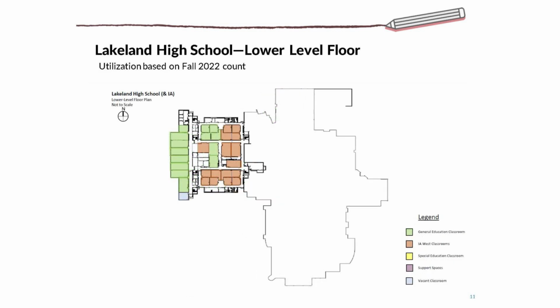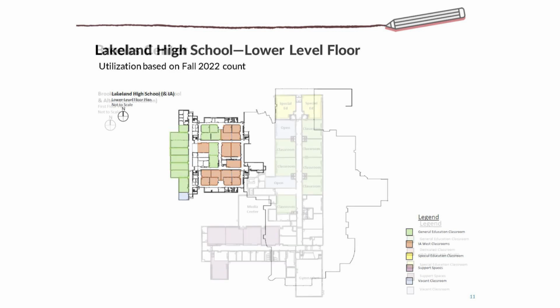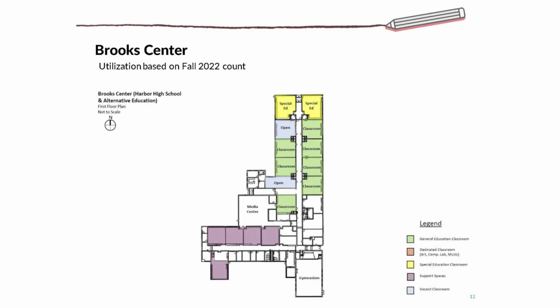And then in the lower level, you can see a lot of orange down there. That's just the way that we showed the IA program, and we kind of counted that as its own building, so to speak, even though it's at Lakeland, because it's its own high school. So you can see IA down there, and then there's one empty room. So that's it kind of for elementary, middle, and high school.